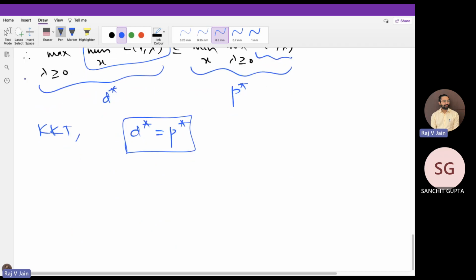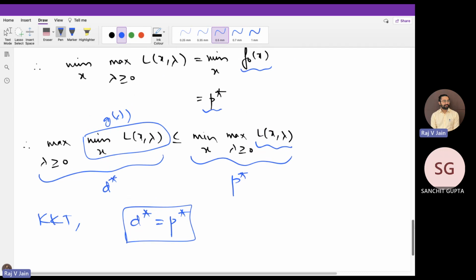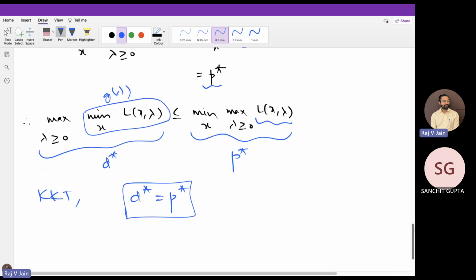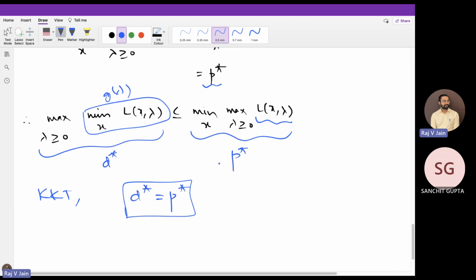On the same thought process, when d star is equal to p star, all the inequality constraints are exactly satisfied. So in that condition, d star equals p star. Otherwise, it will be a lower bound on p star. It will never cross p star. That's the idea.